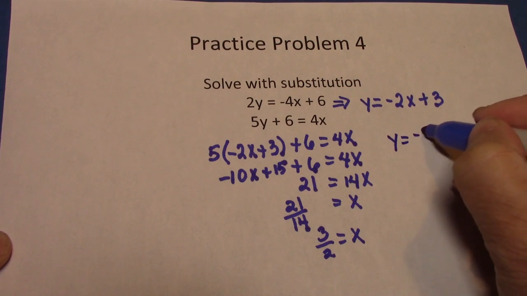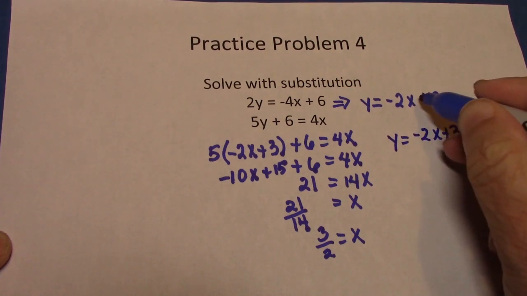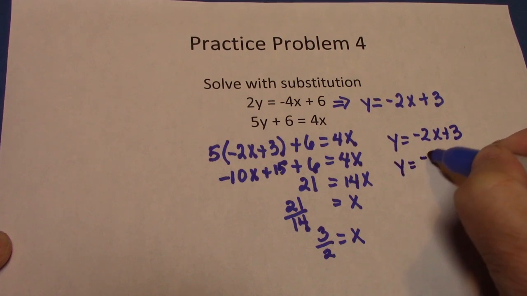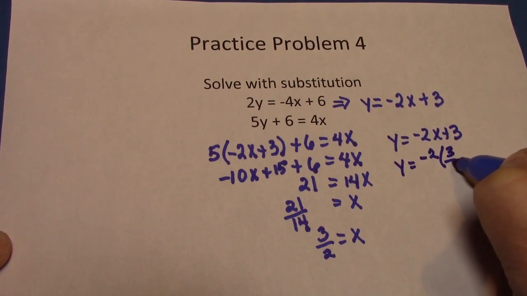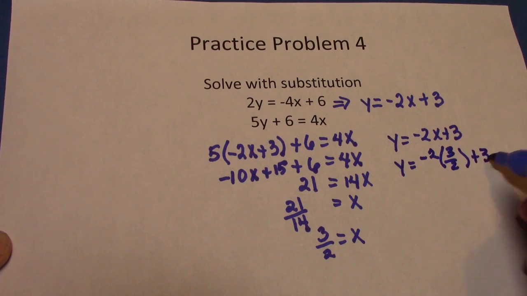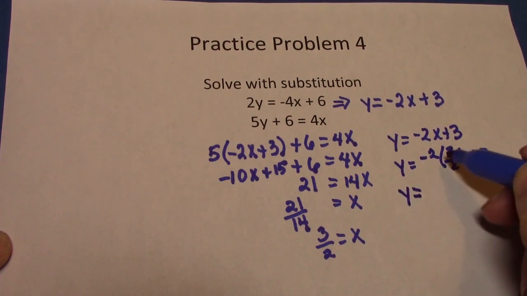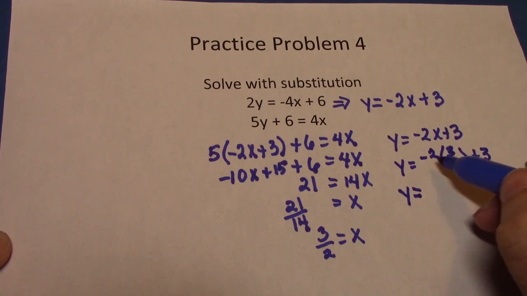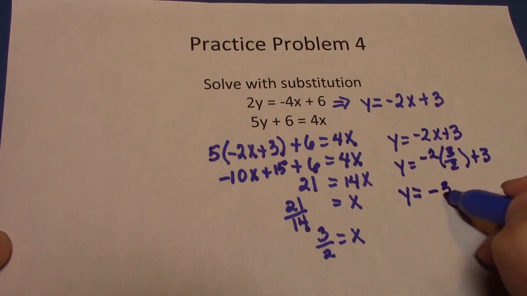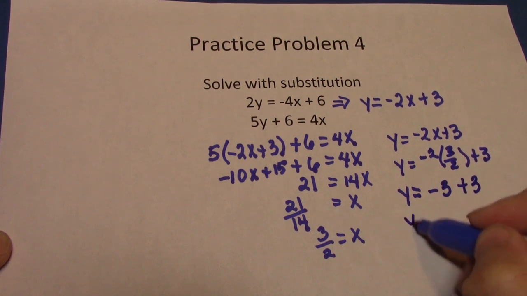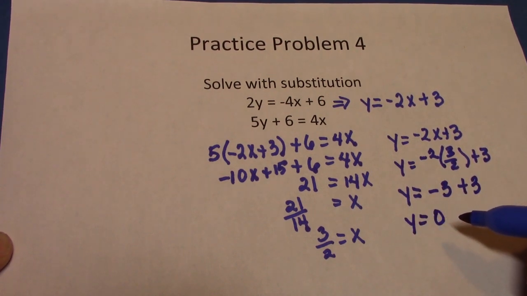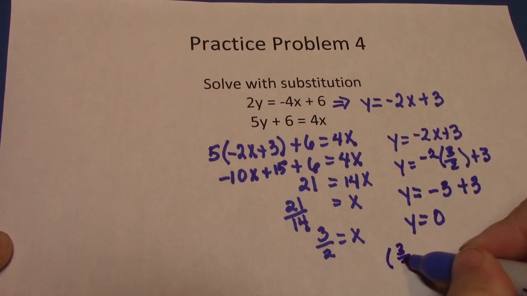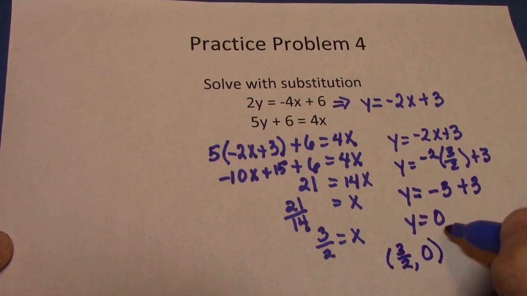Y equals negative 2x plus 3. I'm still taking that version of the equation. Y equals negative 2 times 3/2 plus 3. Now the 2's cancel out, but the negative remains, so that's negative 3 plus 3. So y equals 0. So the answer is going to be our x value, 3/2 and 0.